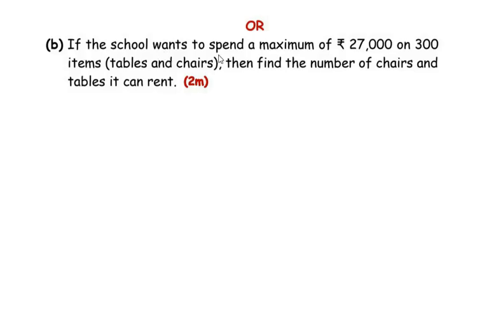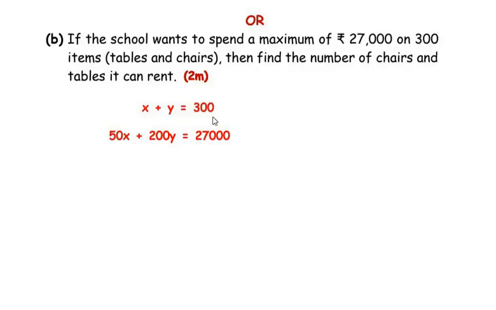If the school wants to spend a maximum of rupees 27,000 on 300 items, that is tables together with chairs, then find the number of chairs and tables it can rent. So here our equations are going to be, now the first equation remains the same because here it is given that they are still going to buy 300 items, that is tables plus chairs. So x plus y will be equal to 300.